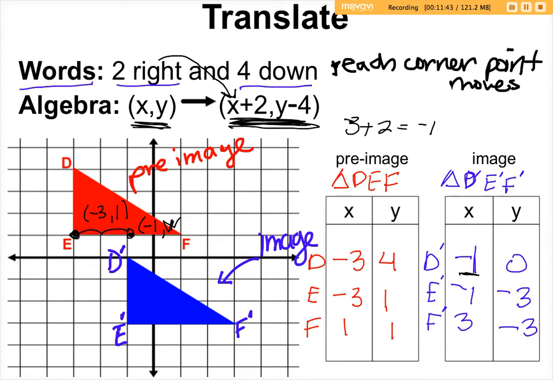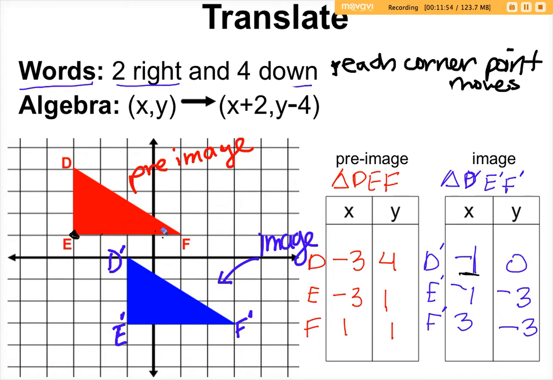So you could actually have gotten this table using math and not drawing a thing. You can avoid drawing anything if you do the math, or you can draw it. It's up to you. So -3 plus 2 is -1. Then I have y minus 4. 4 minus 4 is 0. If you look at these two tables, you'll notice that every single time, for the red pre-image, if I add 2 to the x value, I get the new x value. If I subtract 4 from the y value, I get the new y value. So keep that in mind.